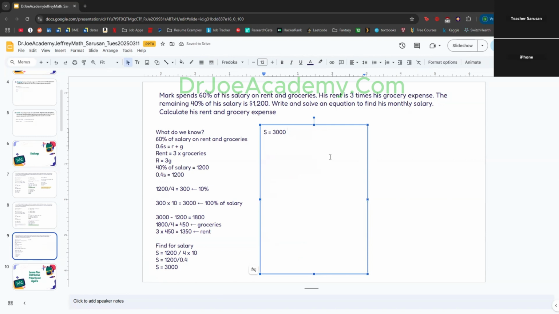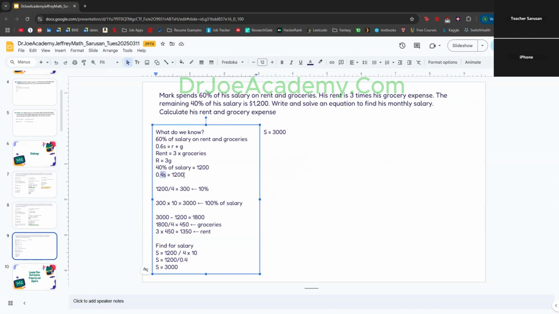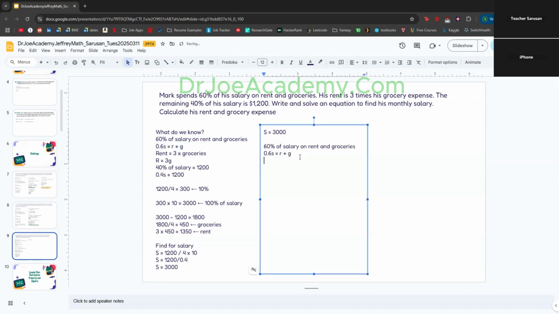What is the next thing that we can solve? So using this information, it looks like this is our next step. Now we're going to do the 60%. So how do we solve this? We can sub S into this formula. We can do 0.6 times 3000 equals R plus G. 0.6 times 3000, what does that equal?